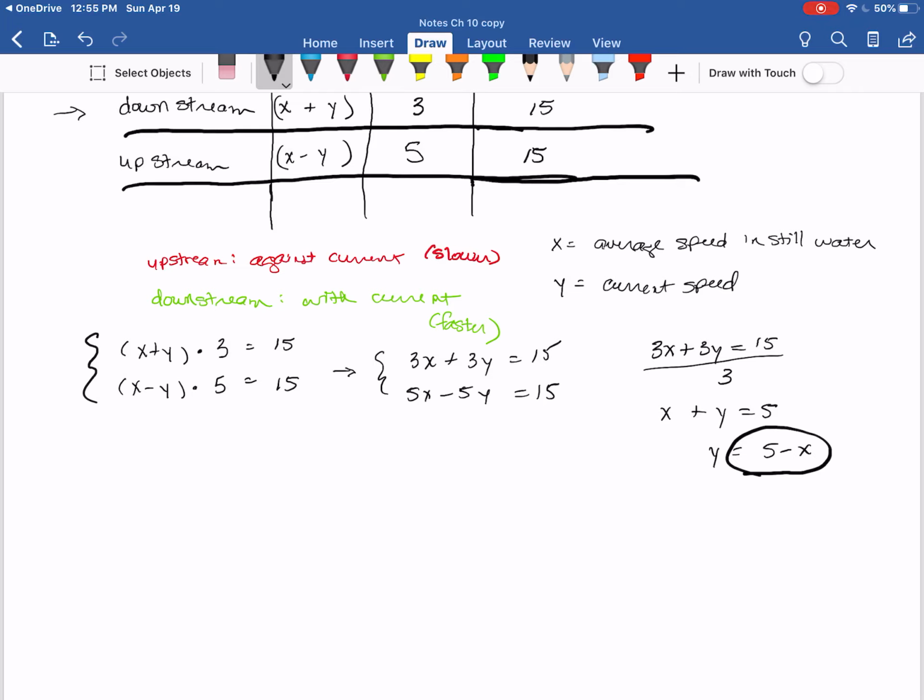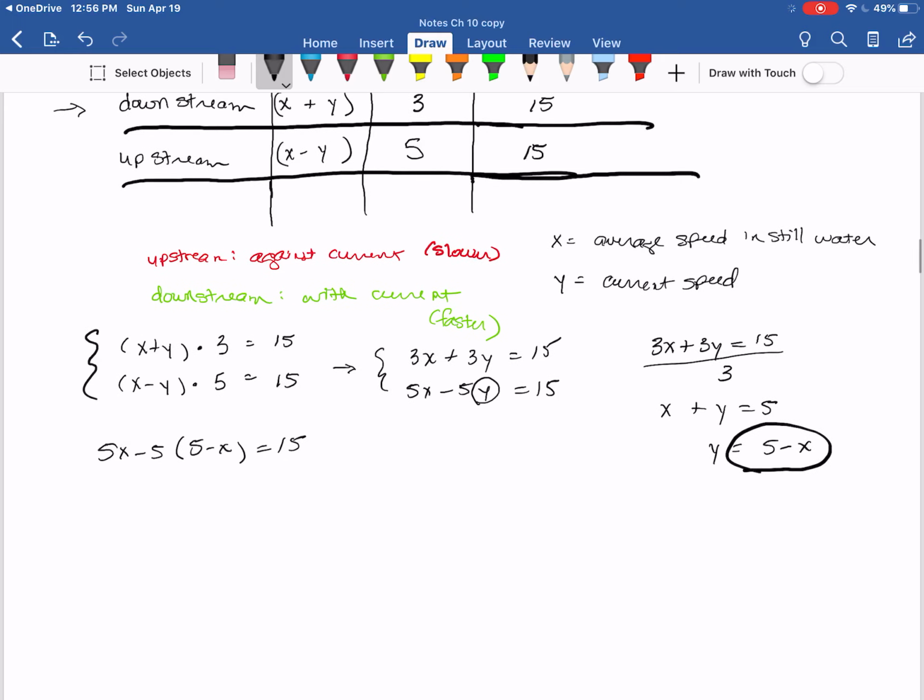The top one. I'm going to substitute this into the bottom equation now for the variable y, and that's going to look like 5x minus 5 times the parentheses of 5 minus x equals 15. So now you're going to solve this however you would like for x. Yes, you could divide everything through by a 5. Not everybody's going to see that that's possible, so I'm not going to do that. Instead, I'm going to distribute this 5 and call it minus 25 plus 5x equals 15.